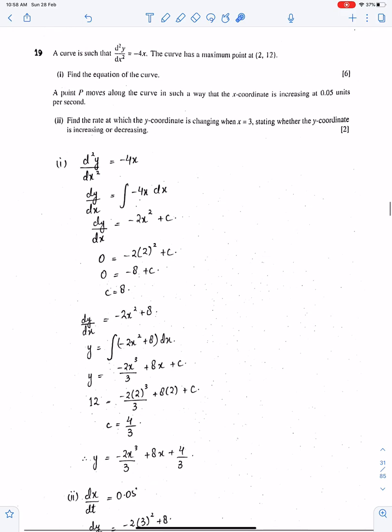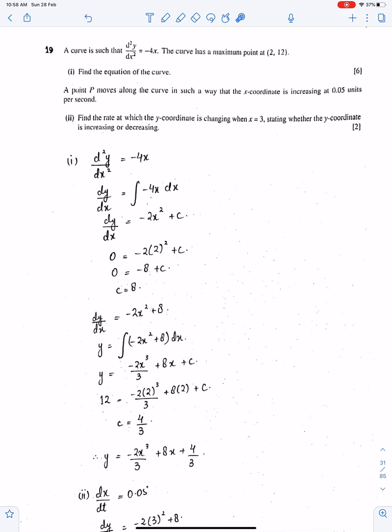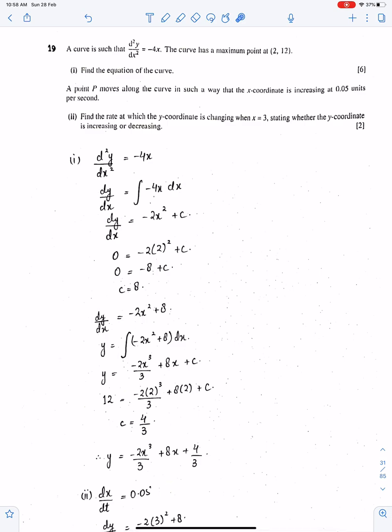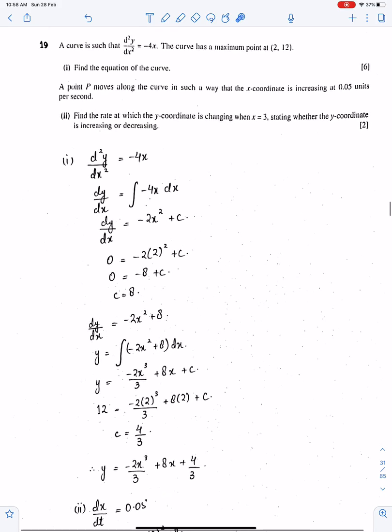This question is of integration. The first part is of integration and the second part is of rate of change. I'm discussing the solution of the first part because it will help you when you have done integration. So, this part is important.